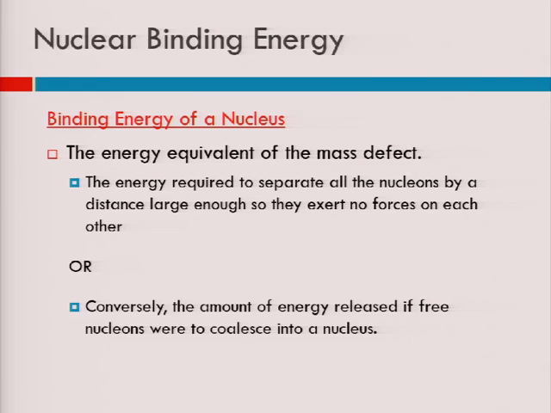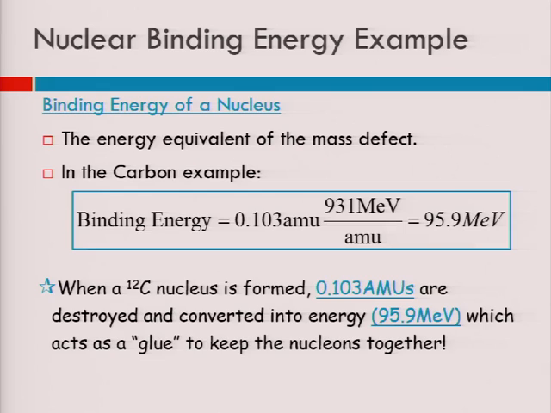Definition-wise, the energy equivalent of mass defect is the binding energy. And so if we take that same example and we take the 0.103 AMU and we convert that, you see that I have 95.9 MeV. So when a carbon-12 nucleus is formed, you can say that 0.103 AMUs are destroyed and converted into 95.9 MeV of energy, which holds the nucleons together.